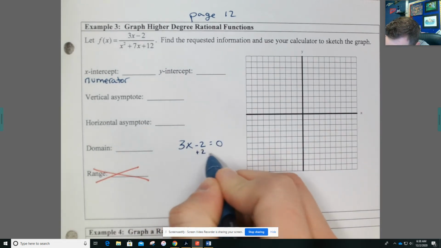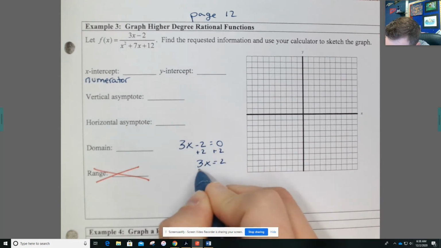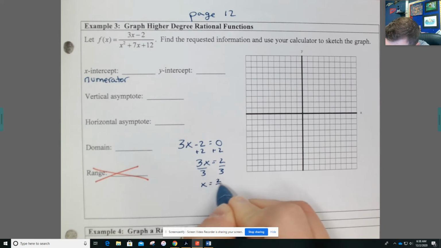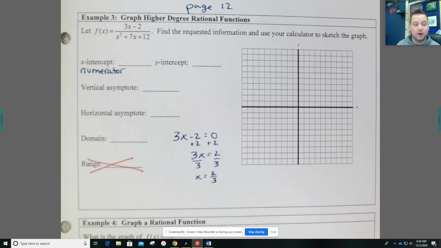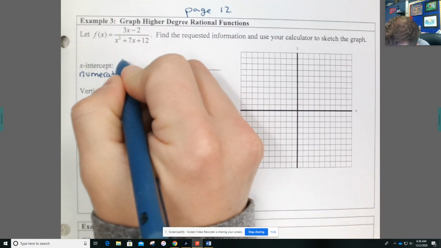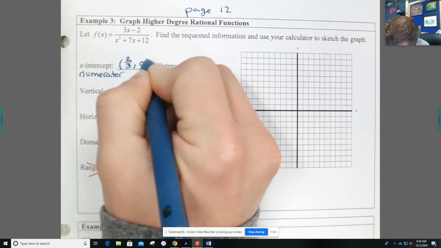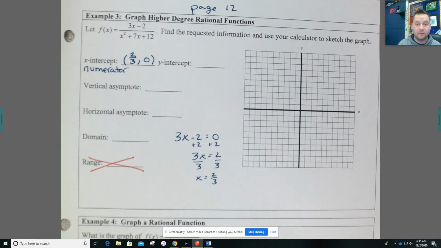So I go ahead and add 2 to each side, and then divide by 3. So we get x equals 2/3. Now, you need to make sure that you are writing this as an ordered pair. So my x-intercept is going to be 2/3, comma, 0. When we quiz or test, if you don't have it as an ordered pair, it's going to be wrong.